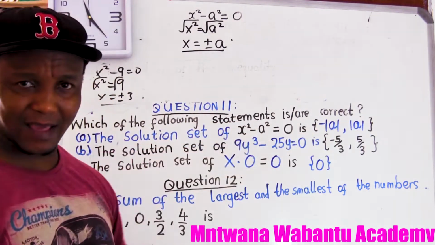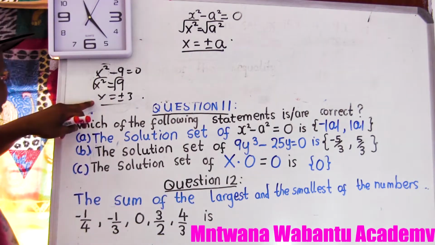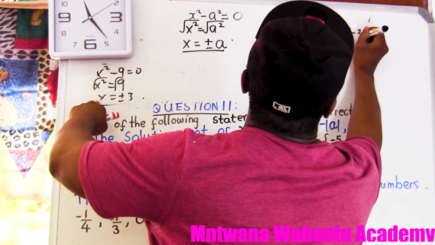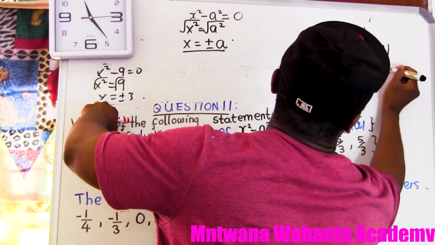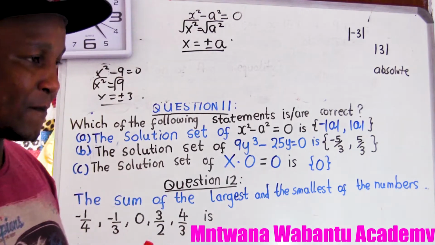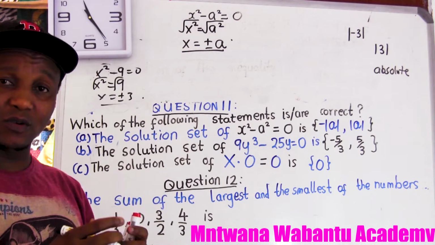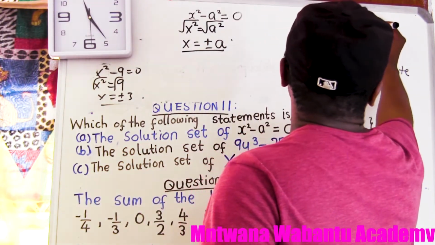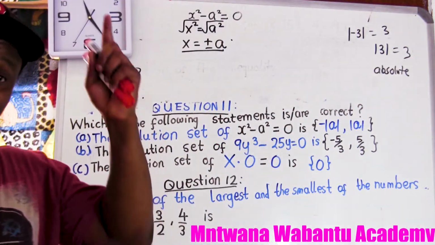So why did it give us like that? Look here. Let's assume our a equals 3. Look, if somebody gives you negative 3 inside an absolute, this is what we call absolute. If somebody gives absolute of 3, anything, when you take either negative or positive and you plug it in an absolute, it always comes out positive. So this negative 3 is going to become positive 3. Even this is just a positive 3. That's the way of the absolute.